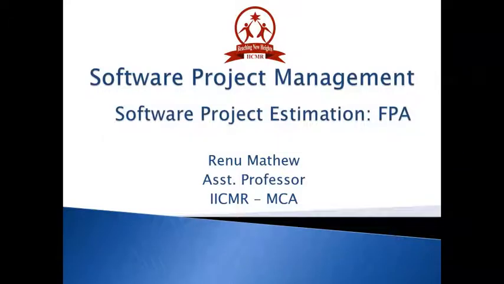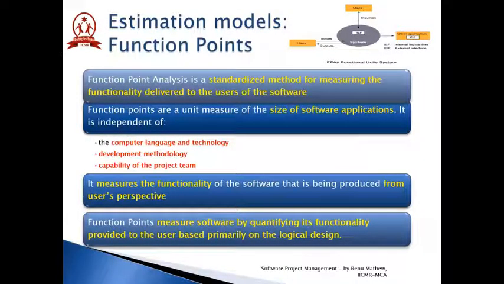Today we will learn how to estimate the size of a software using function points. We have already learned that the lines of code is dependent upon the source code, and the source code is dependent upon the language, technology, or the tool which is used for writing or building the software. But function point is a technique which is technology neutral.